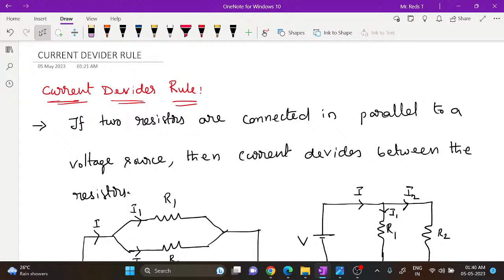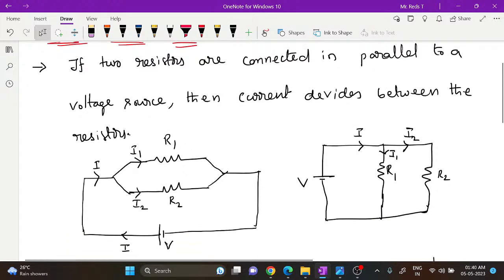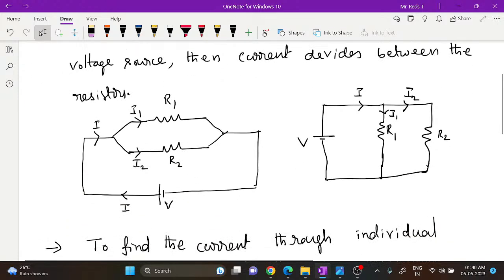So let us go ahead. In this session, we discuss the current divider rule. Usually, if two resistors are connected in parallel to a voltage source or EMF source, then the current divides between the resistors like this, as shown in the figure. You can take this as figure 1 and figure 2, the left side figure and right side figure. If the resistors are connected in any of these forms and different other forms also, so that the current divides between the resistors, then the resistors are said to be in parallel.